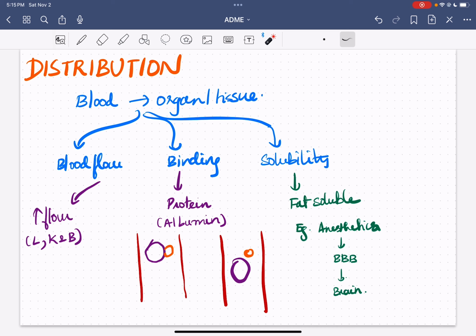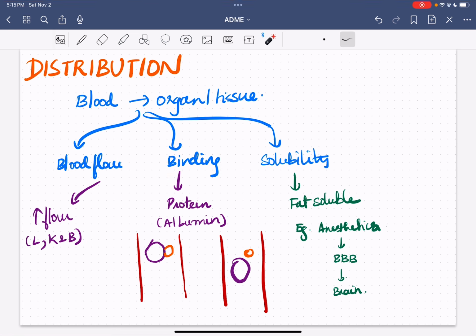So some of those organs are your liver, kidney, and your brain. Any drug you give is going to try and reach the liver, kidney, and brain, because the blood flow in these organs is very high, because these are vital organs. When it comes to the brain, there's another factor involved called the blood brain barrier, about which we'll be talking soon. Now what about binding?